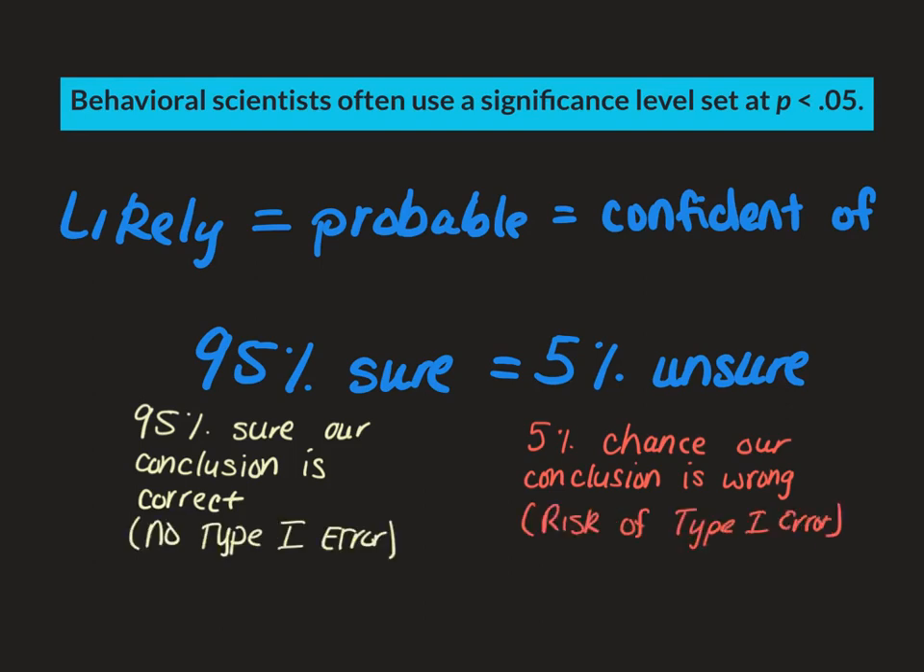The chance of a type 1 error is called a p-value. And as behavioral scientists, we want to have our p-value set at less than 5%. That means we want to have less than a 5% chance of making a type 1 error. This p-value is sometimes also referred to as a significance level.